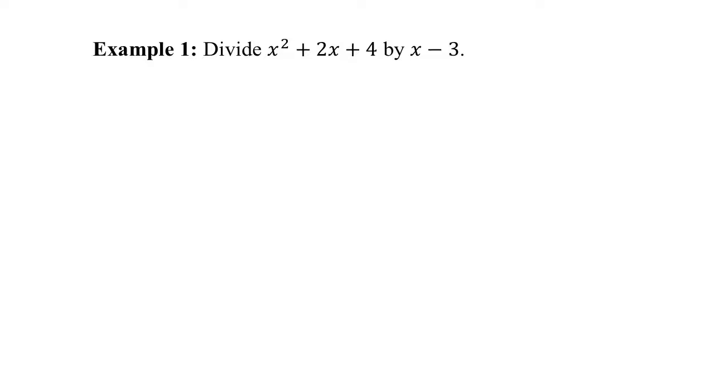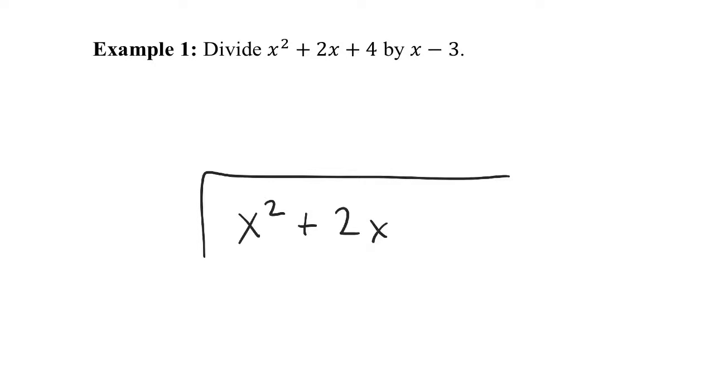So let's go ahead and think about this. We are dividing this polynomial, so let's put it inside here, by x minus 3. So that's going to go outside over here. And this is literally what we just did. We divided 79 by 6 a minute ago. So we put the 79 inside of it, and we put the 6 outside of it.